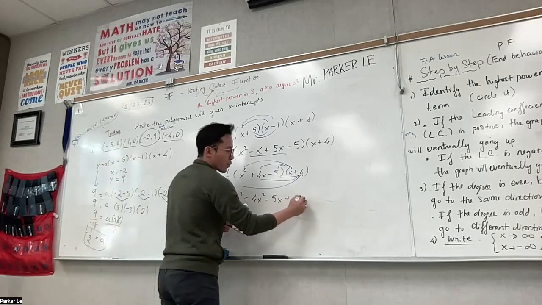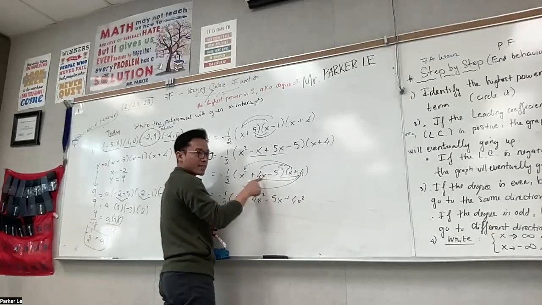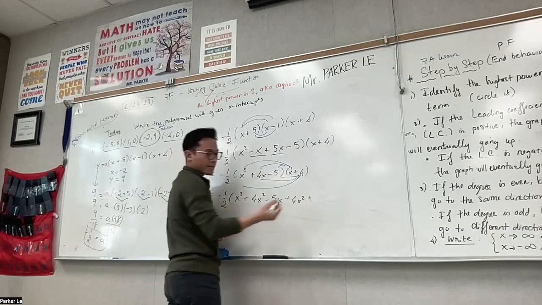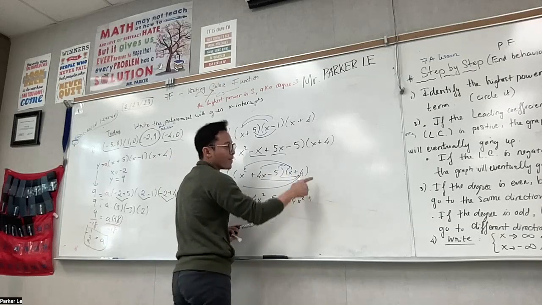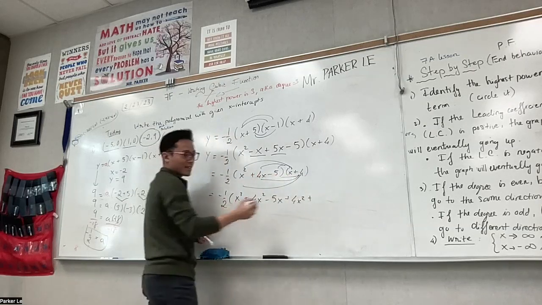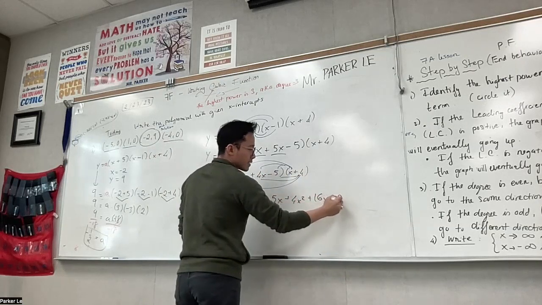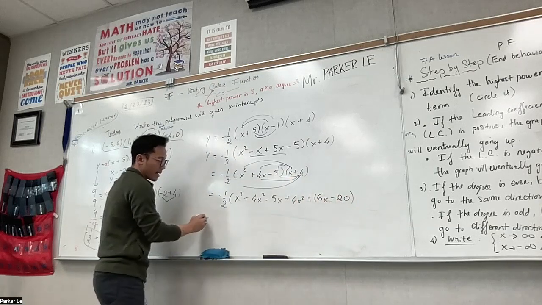4 times x squared, 4x squared. 4 times 4x is 16x. 4 times negative 5 is negative 20. Now you combine that term.